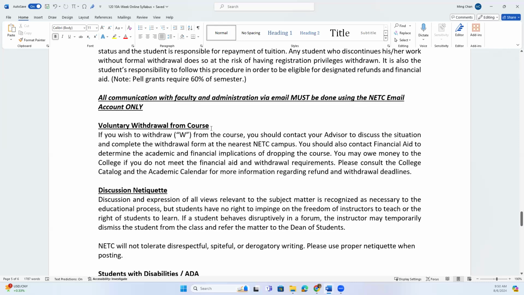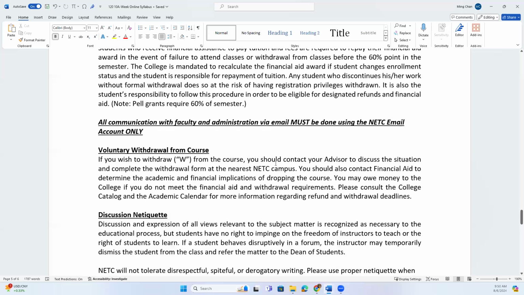All right, voluntary withdrawal from the course. If something happens during the semester and students have to withdraw from the course, the student will receive a W for the class. But understand that if students do withdraw from a course, or get dropped from the class due to excessive absence, then it can affect students' financial aid.